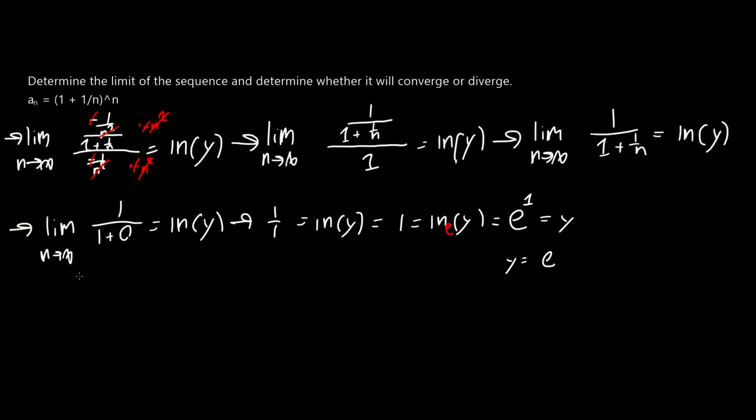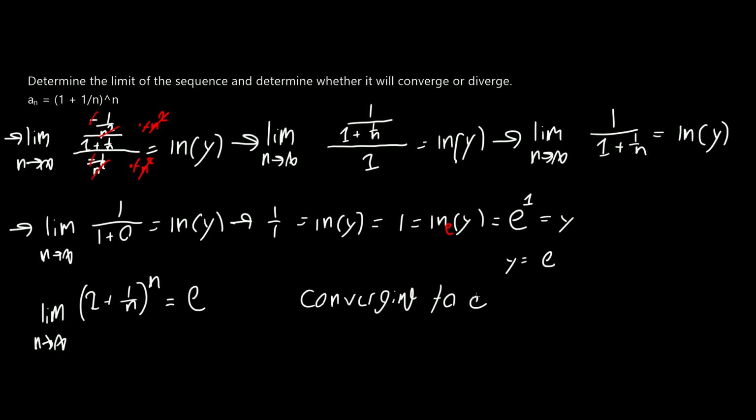So now let's just rewrite the original equation, which was the limit as n approaches infinity of the function 1 plus 1 over n to the power of n. So now we know that this simply equals e. So we know that this sequence will be converging to e, which is a number. So that is how you solve this atrocity of a problem.